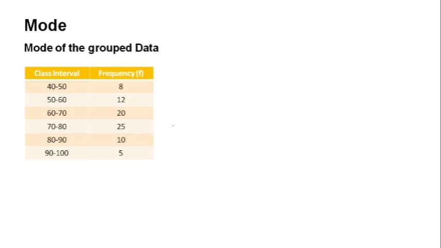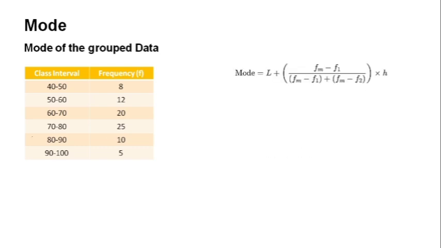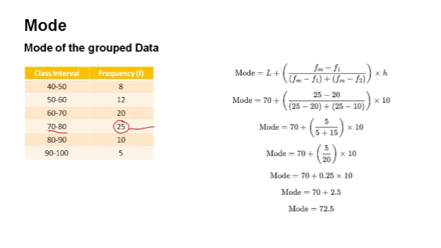Let's see one example of calculation of the mode of the grouped data. First we have to locate the modal class. This is grouped data. Which class has the highest frequency? The class 70 to 80 has the highest frequency, that is 25. So this is known as the modal class. The lower limit of the modal class is 70, so I put this value here. The frequency of the modal class is 25.